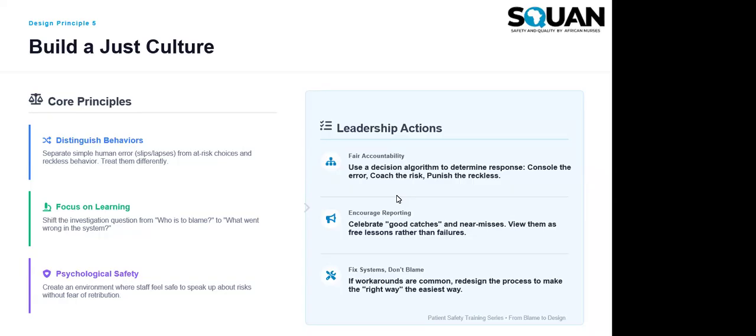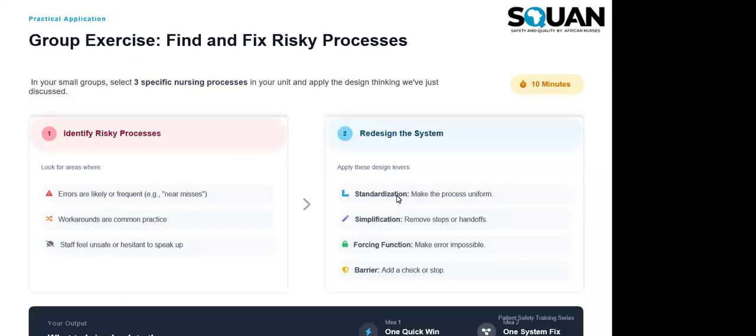And nurses, because we're strategically positioned, we know we're there 100% of the time. All the other healthcare professionals that come through just come and go. But we are there 100% of the time, and we are strategically positioned to identify issues even before they happen. And we can speak up and solve a lot of problems, okay? So if workarounds are common, redesign the process to make the right way the easiest way, as we've said.